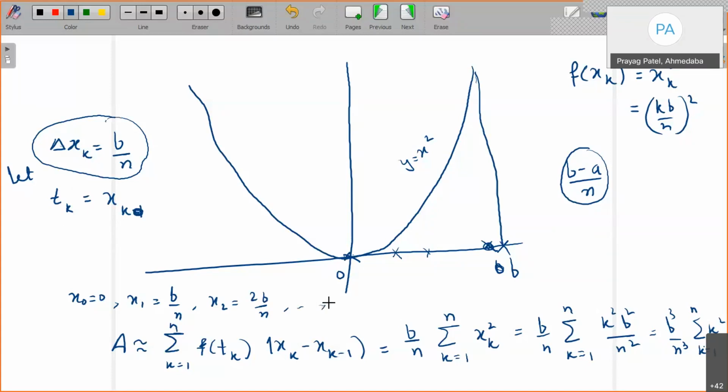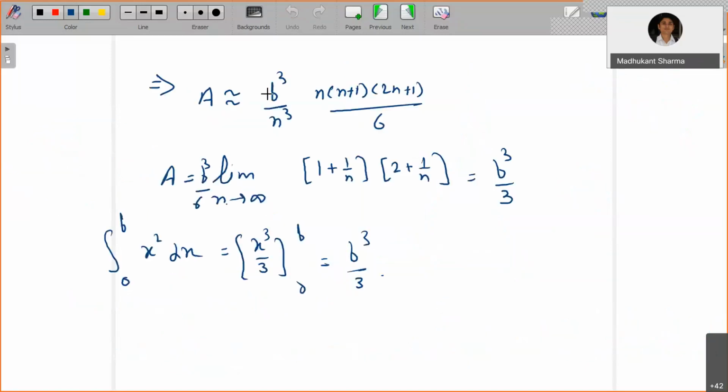Okay, that you can try actually. If you take the left-hand point of the interval, then also it will give you the same answer in the limiting case. I'm talking about the limiting case, not the summation one. When you apply the limit, you may get an expression that is a function of n, and you will get a sequence in n which converges as n tends to infinity, and that should converge to b cube by 3.